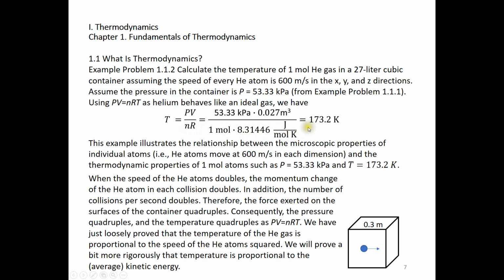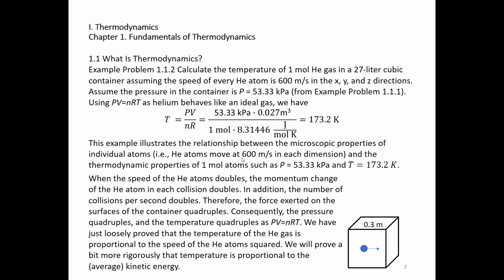We can compute the temperature of the gas, 173 Kelvin. So from the speed of a helium atom, somehow we get the pressure, 53 kilopascals, and the temperature, 173 Kelvin, by looking at the collective behavior of all gas particles. Now, let's do more quantitative analysis.